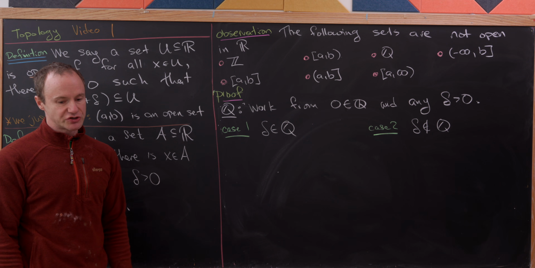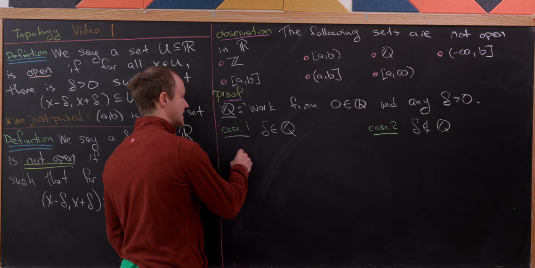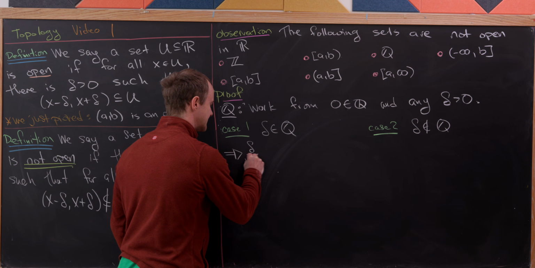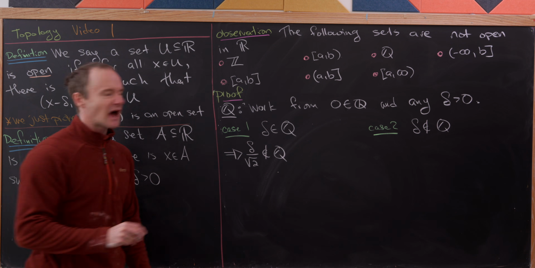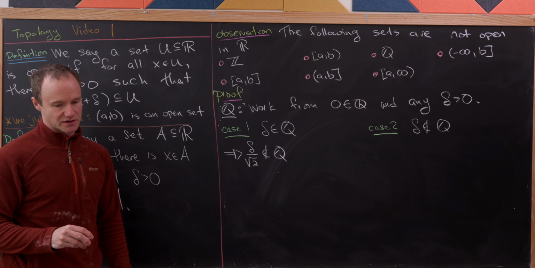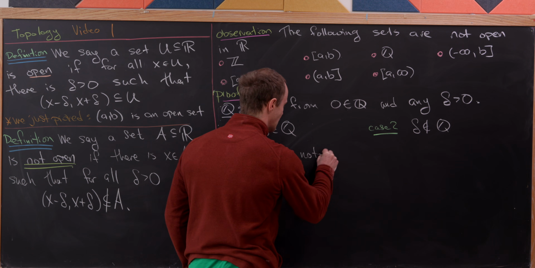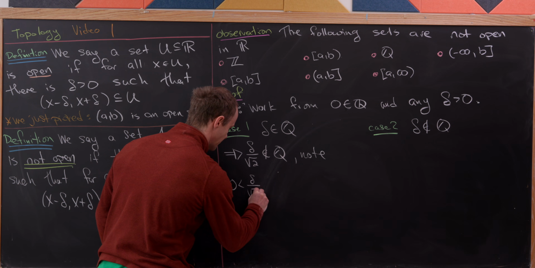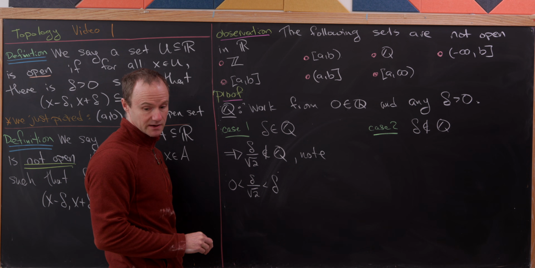So we've got to work those two cases separately. So let's look at this first case when delta is rational. But if delta is rational, then delta over the square root of 2 is irrational. I think that's pretty clear, although I will leave that as a homework exercise. And now let's also note the following, that 0 is less than delta over the square root of 2, which in turn is less than delta.